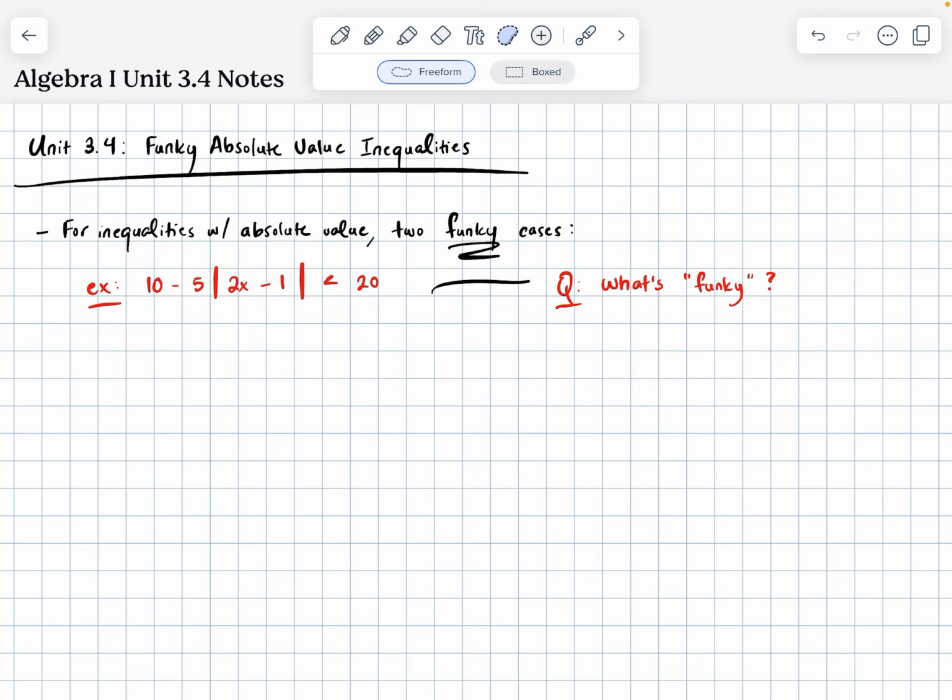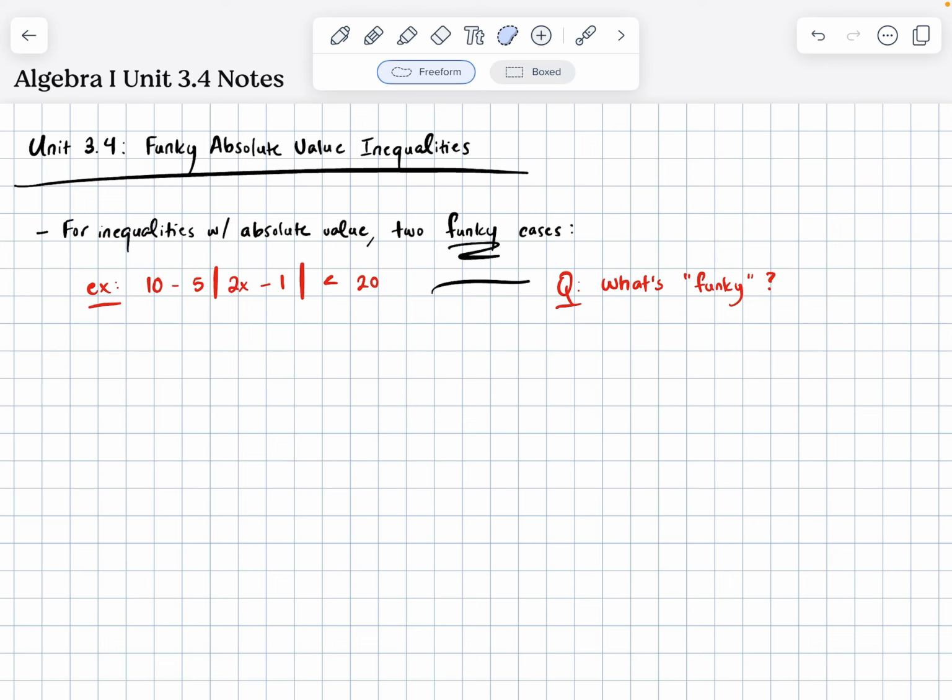With every new type of equation and inequality that we've learned how to solve thus far, a common thread that we've discovered is that we've always got to be on the lookout for those quote-unquote funky cases, where our solution sets don't behave the way we expect them to. For inequalities with absolute value, thankfully, we've only got two funky cases to keep on our radar.